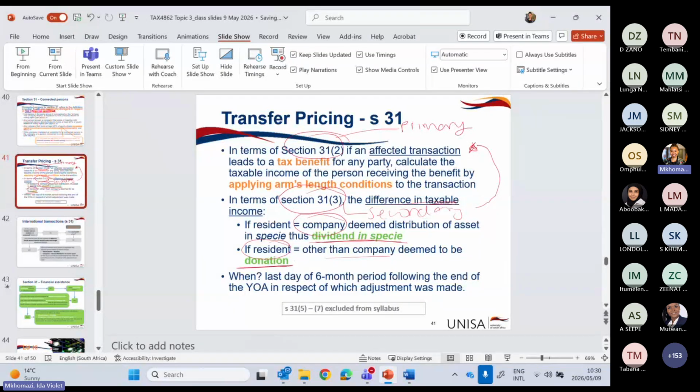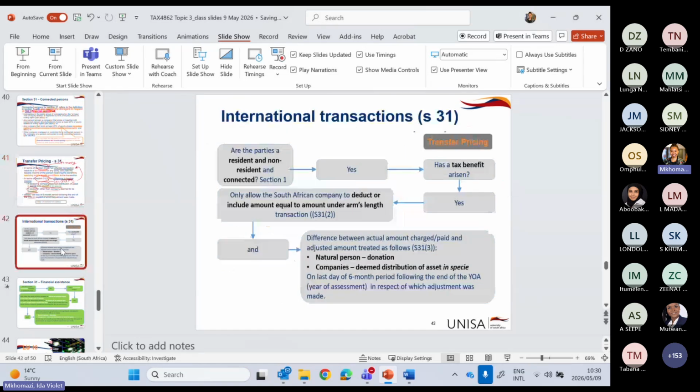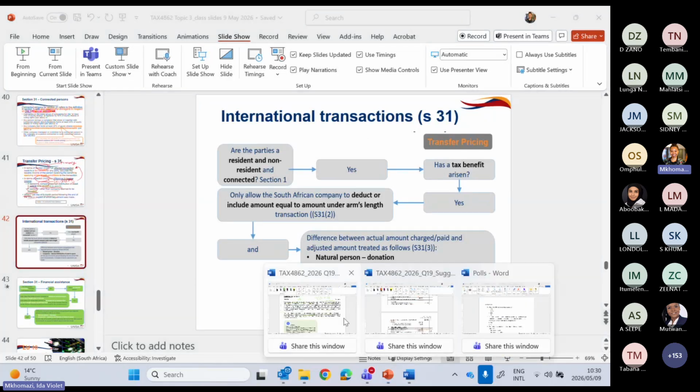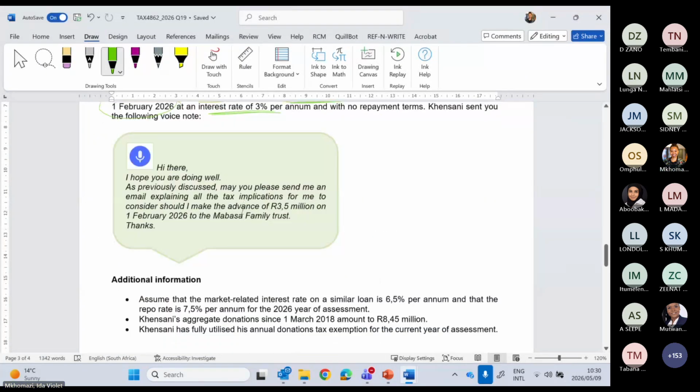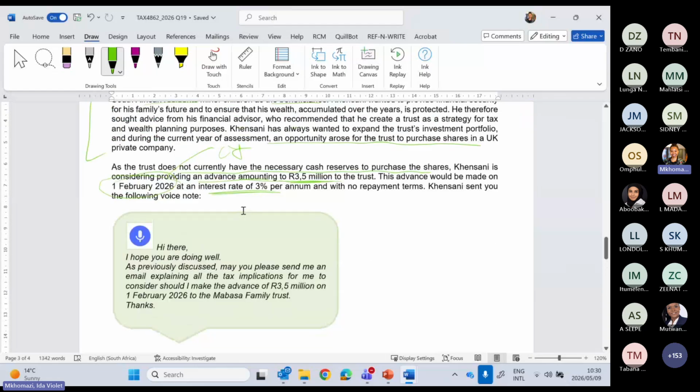So do not forget to provide the timing as well. It's payable on the last day of the 6-month period following the end of the year of assessment. Remember that when you do a discussion question, you must always include the timing if it's applicable. Okay, then we have another nice decision tree diagram that will help you to identify if Section 31 is applicable or not. So quickly going through the question to see if we can apply Section 31.